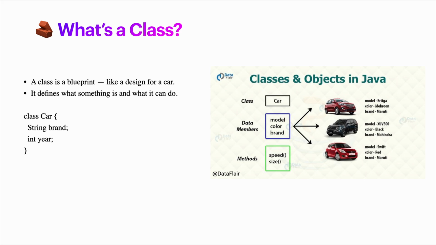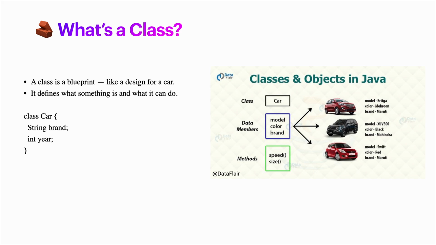Now for the objects, the first one has the model, a Tiago, color, maroon, and brand Maruti. Then the next one, model XUV 500, color is black, and the brand is Mahindra. Those are just example names, they're not real vehicle names. The next one is model Swift, the color is red, and from Maruti. This image is just giving us an idea of what a class is.